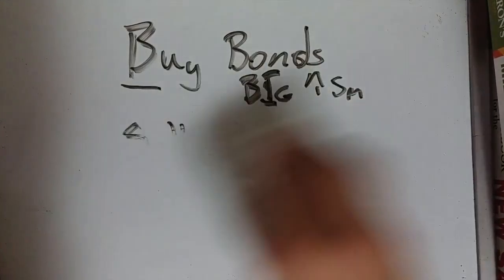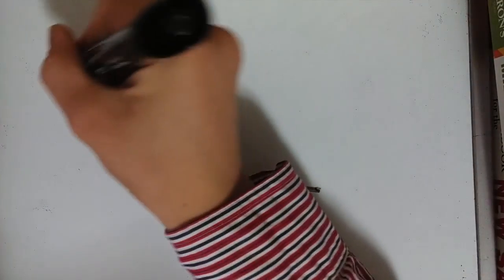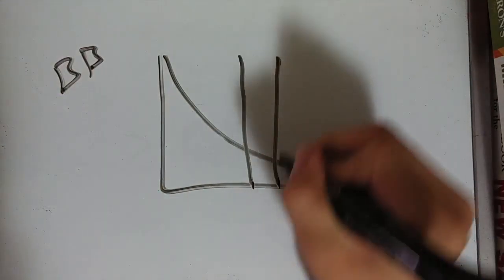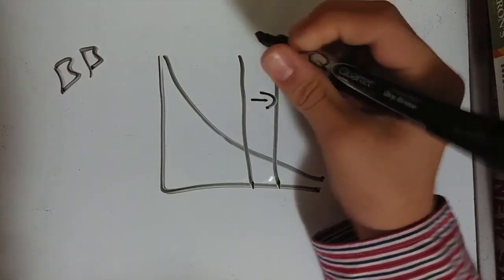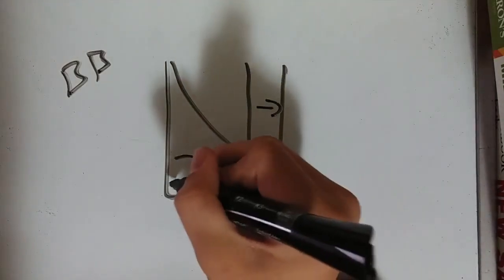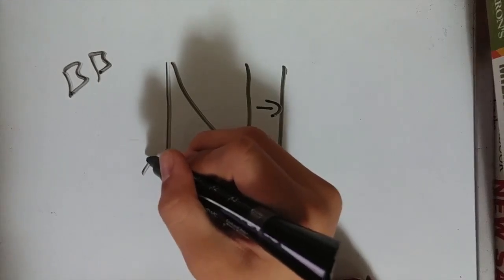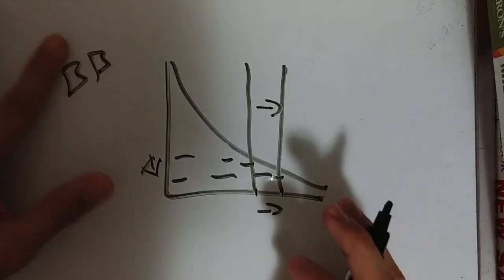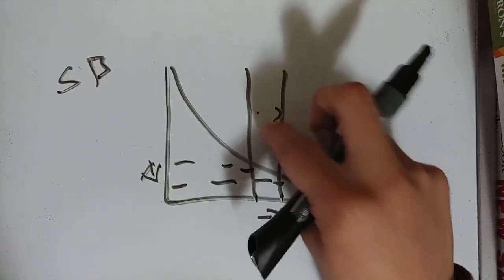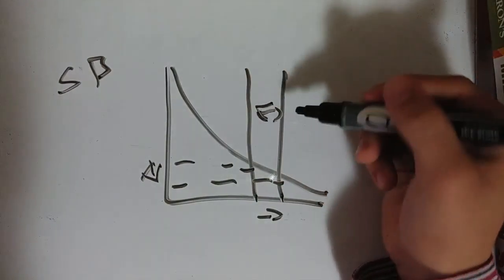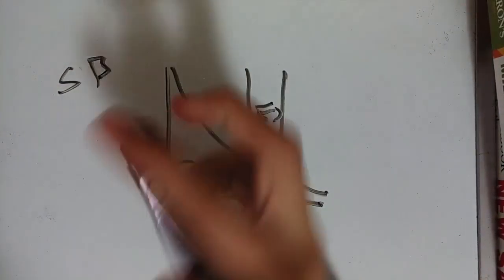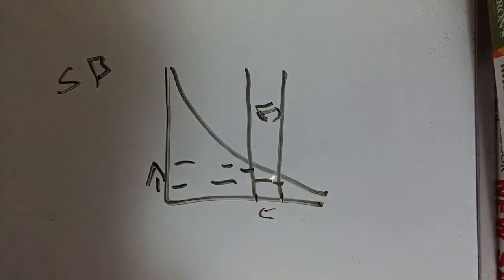Just really quick, on a graph that's going to look just like it did with all the other ones. So buying bonds, this is buying bonds. You see this. It increases the money supply. Interest rate decreases. Quantity of money increases. You sell bonds. It goes this way. Shifts the supply of money to the left. Quantity of money decreases. Interest rate increases.